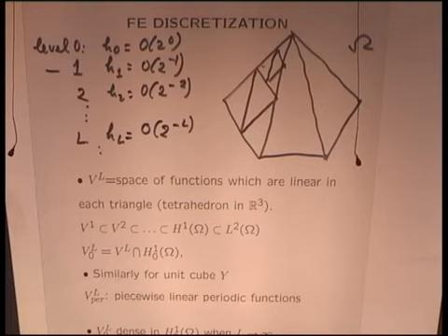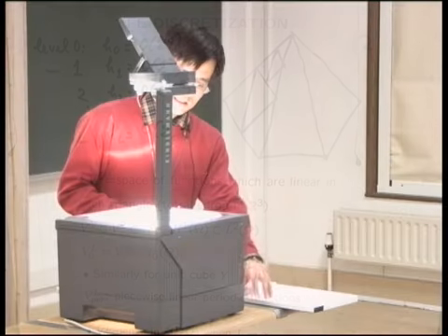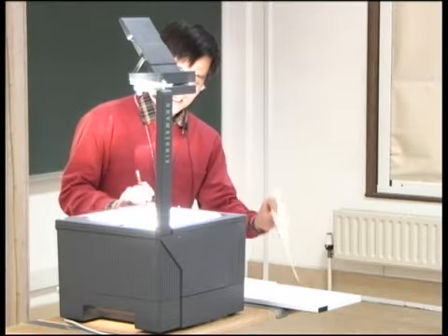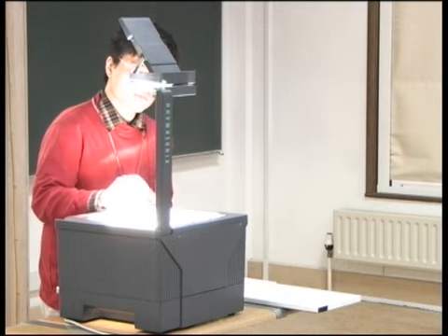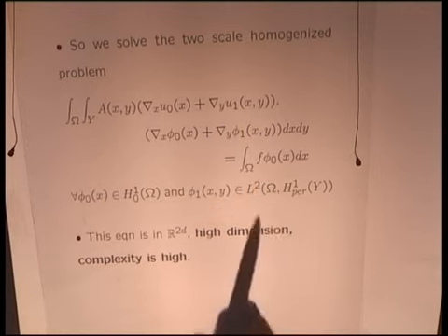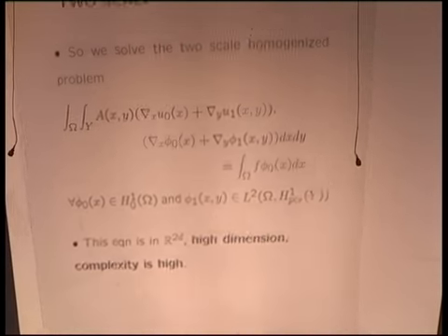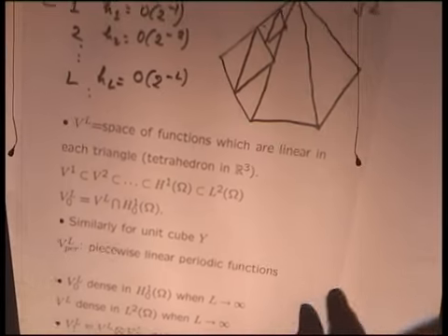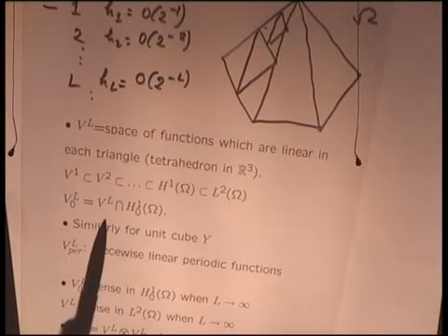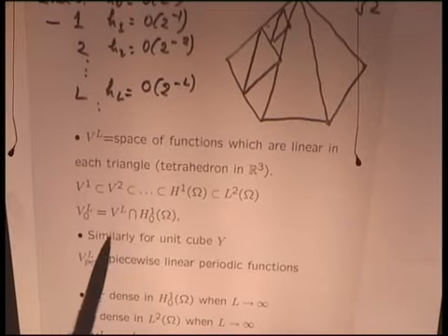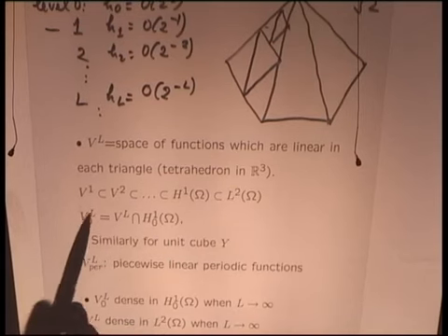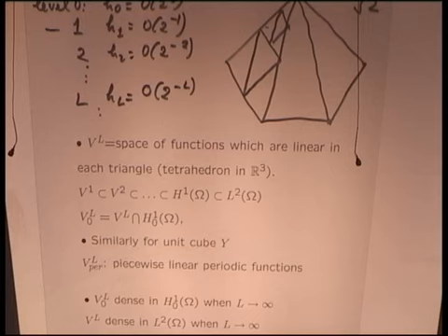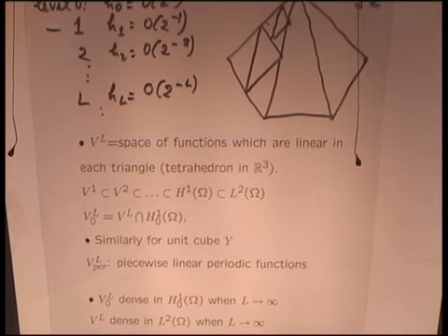And since now we want to find U0 inside H1 naught, and we want to find U1(x,y) inside L2 H1 of y. So we define V0L as the intersection of VL and H1 naught.